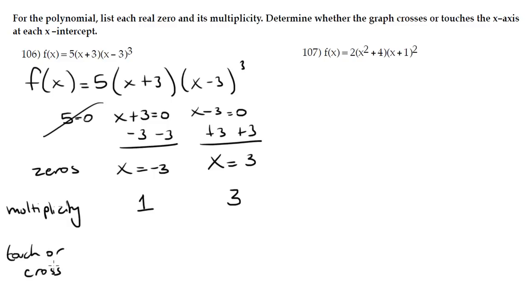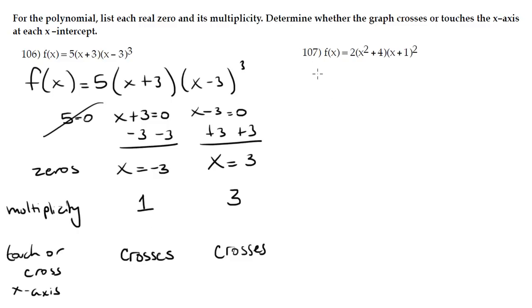Now the multiplicity tells us about touching or crossing the x-axis. If the multiplicity is odd, the graph crosses the x-axis at that 0. Multiplicity is odd, the graph crosses the axis at that 0. That's the multiplicity you're looking at.